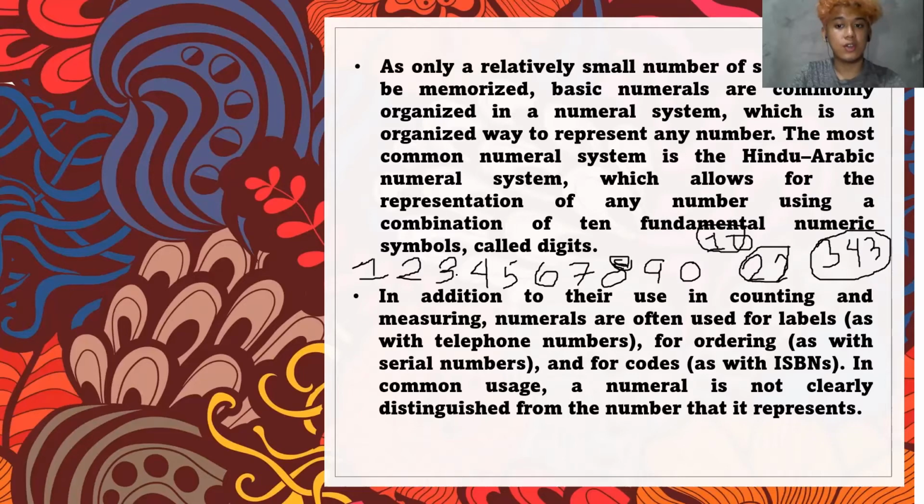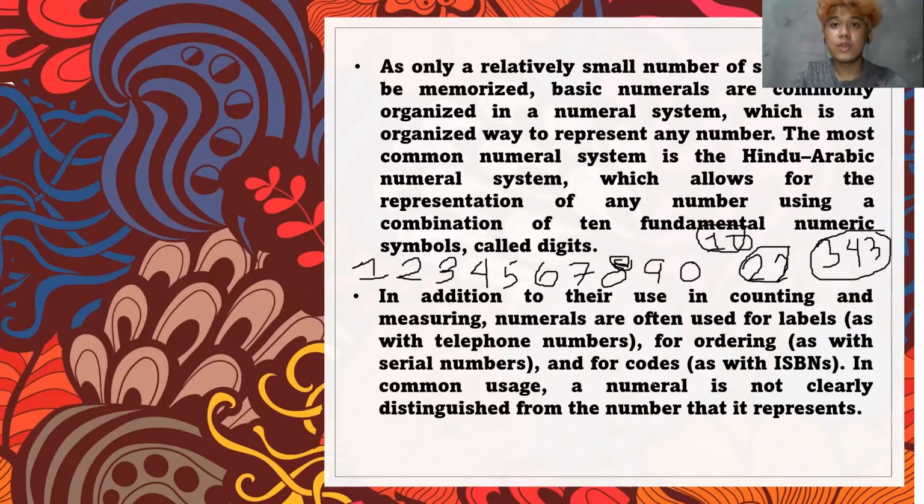In addition to their use in counting and measuring, numerals are often used for labels, such as when we buy some goods or products, there are labels on the product which are numbers, or in the barcode, we use numbers. For ordering, we use this when we say the quantity. Let's say, let's have 2 pieces of chicken, 3 pieces of chicken, 3 pieces of big meals, 3 pieces of lasagna.